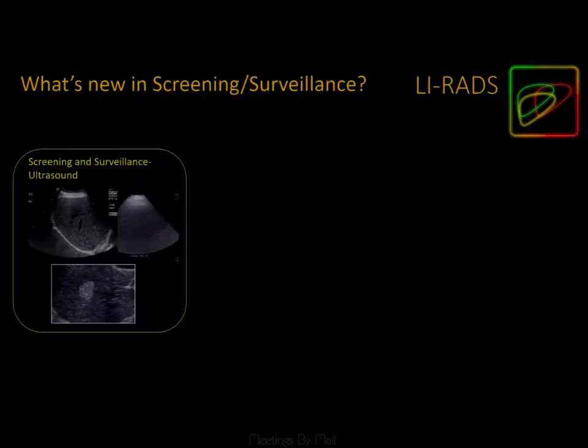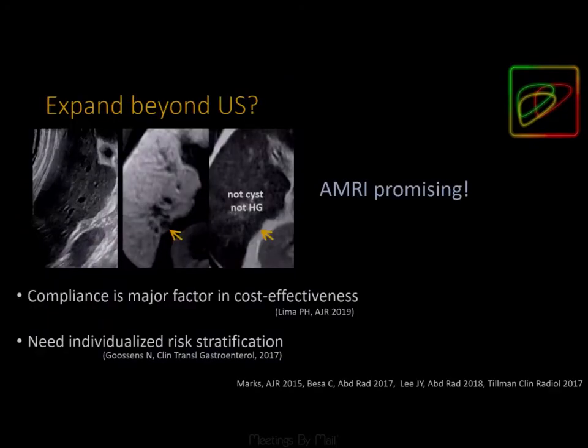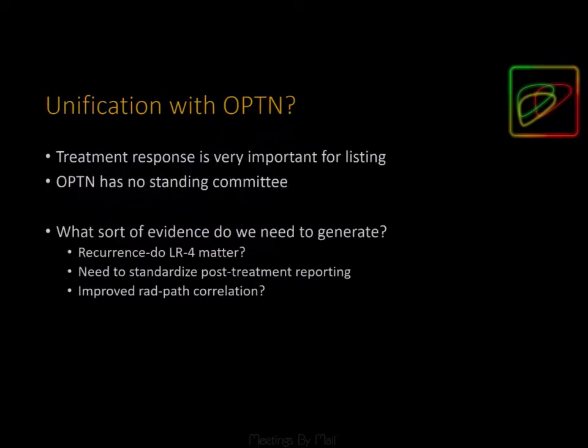How about screening and surveillance? So here I just want to give one last shout out to abbreviated MRI. You just heard Takeshi talk about it. He did a great job, and I think we really are on the cusp of seeing this coming along. AMRI is really a promising modality for screening and surveillance of HCC. Of course, as Takeshi pointed out, compliance factors into these cost-effectiveness models, and we actually may also need some individualized risk stratification. Perhaps a one-size-fits-all with ultrasound surveillance method is not the best or most effective means.